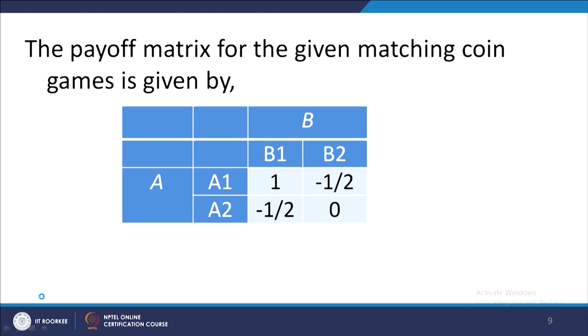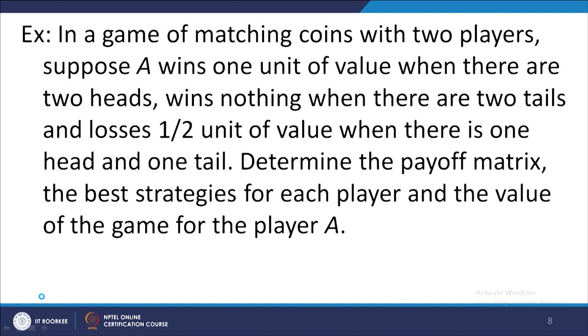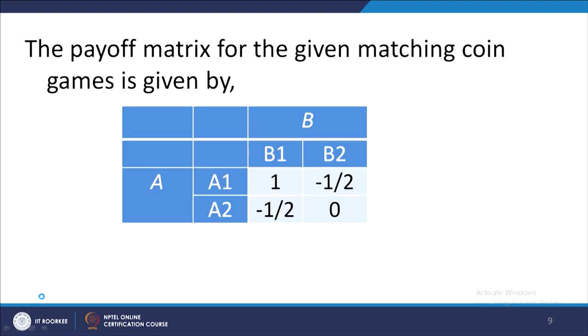And according to the conditions given in the question, the payoff matrix can be written as 1, minus 1/2, minus 1/2 and 0. See, read the question carefully. According to this, A wins one unit of value when there are two heads, he wins nothing when there are two tails, and loses 1/2 unit of value when there is one head and one tail. So, that is the reason why along with the 1/2 we have to write a minus sign, because it is a losing case. So, that is the way to write the payoff matrix.